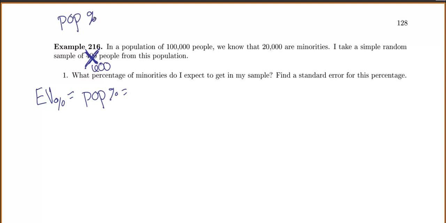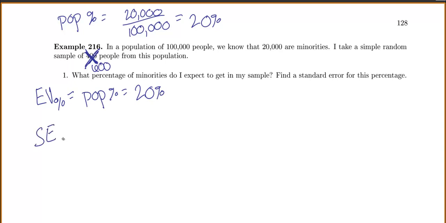So the population percentage is 20,000 divided by 100,000, which is 20%. So my population percentage is 20%.